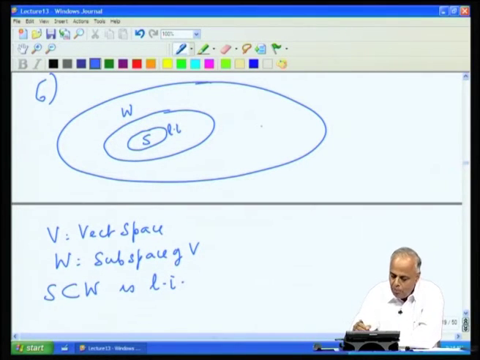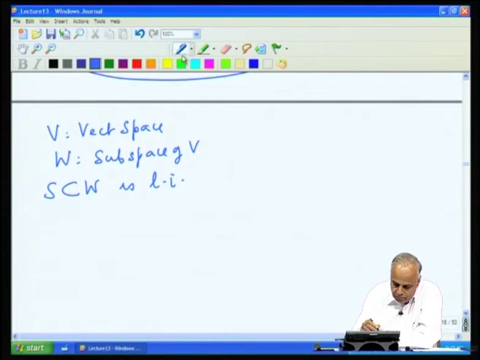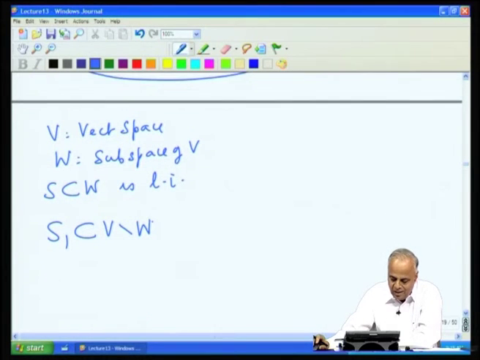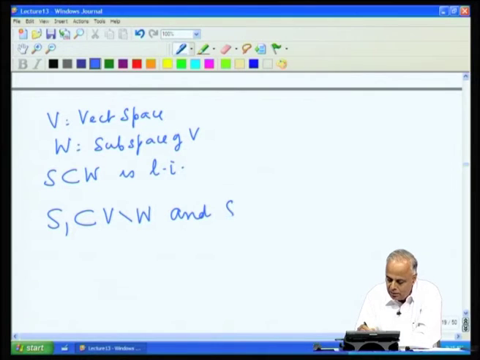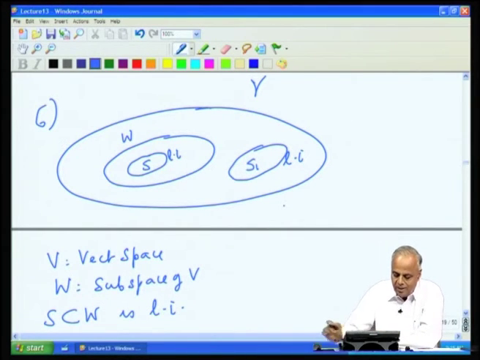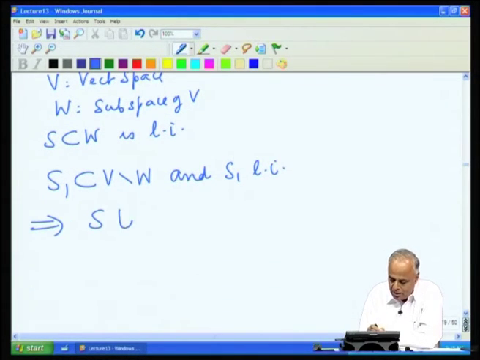Now, suppose W is a small part of V, there is a lot of space left outside W. In this space, suppose I go and pick up a set S1 which is linearly independent. So, S1 is contained in V, but not contained in W, it is sitting outside. So, S1 is in V, but not in W, and S1 is linearly independent. Now, it is not difficult to verify that S union S1 will also be linearly independent in V.